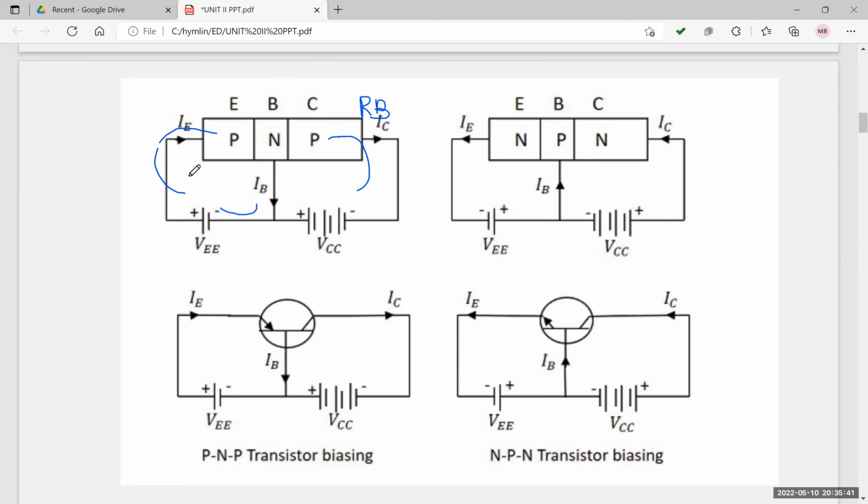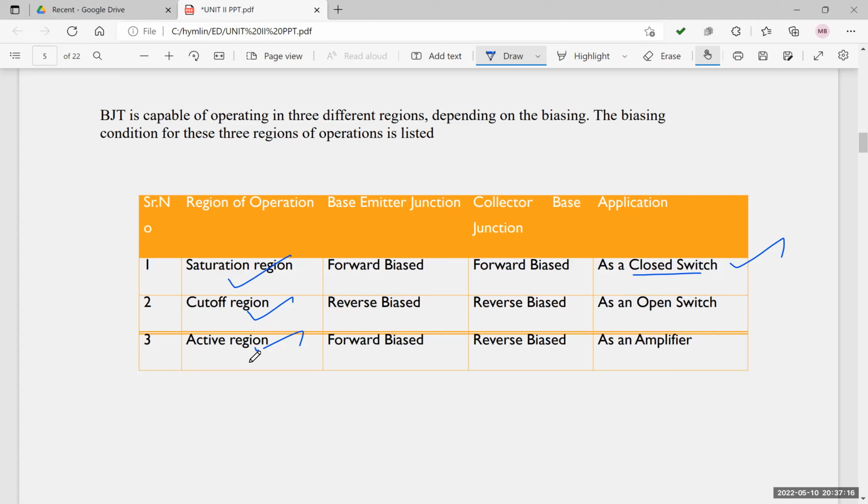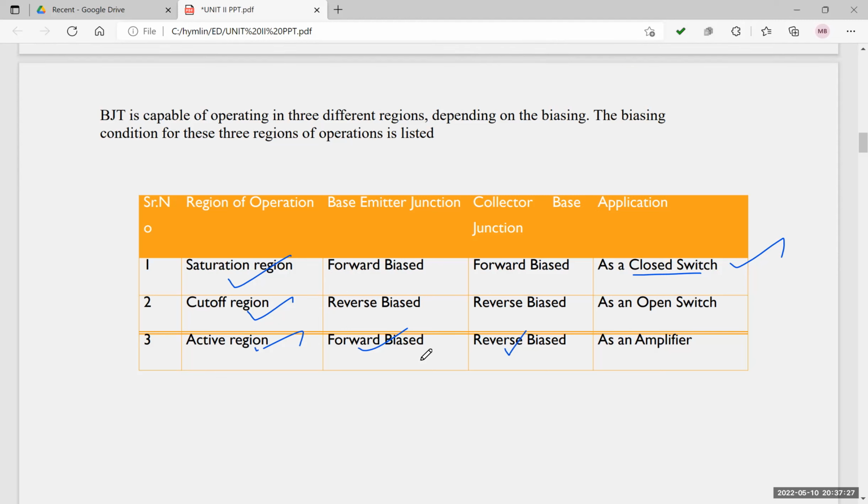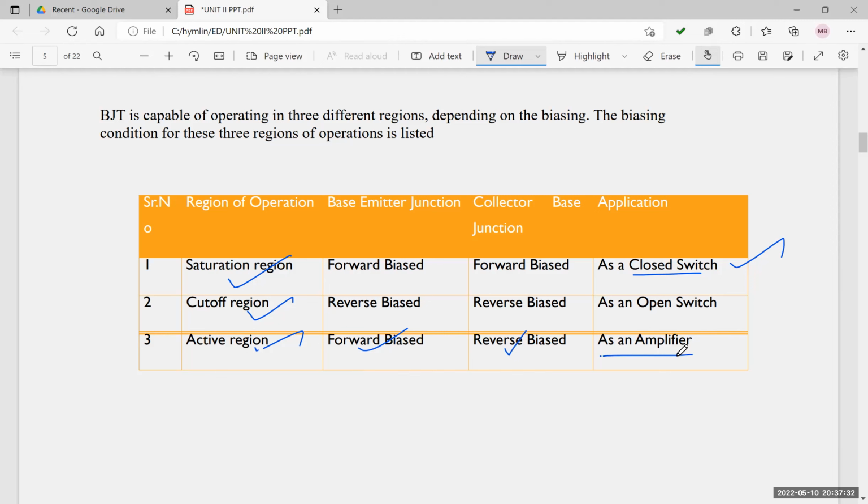So there are three operating conditions based on this. One is the saturation region. When both junctions are forward biased, the transistor will act as a closed switch. If both junctions are reverse biased, the region of operation is called the cutoff region, and it will act as an open switch. And if one junction is forward biased and the other junction is reverse biased, that is nothing but making the transistor conduct or operate. So it will act as an amplifier.